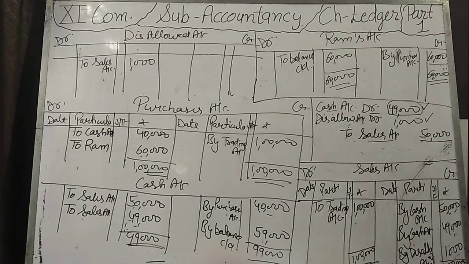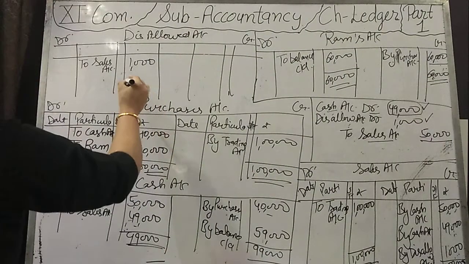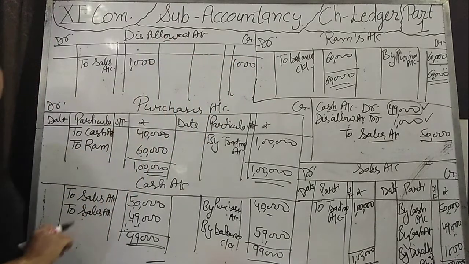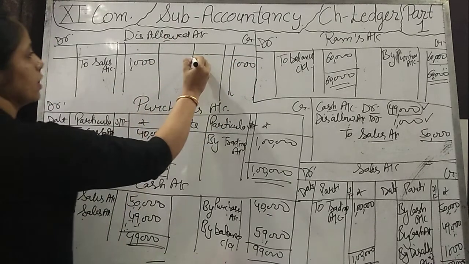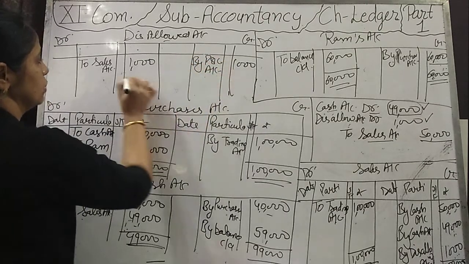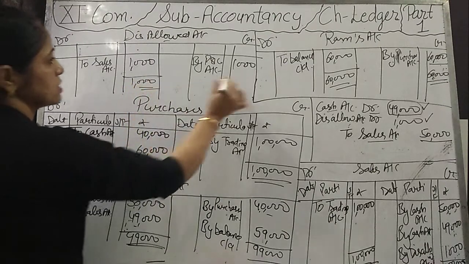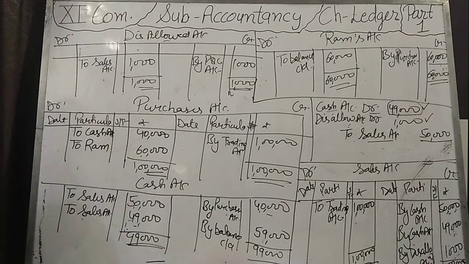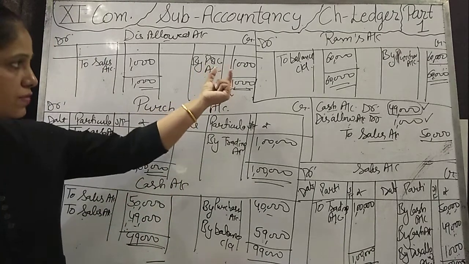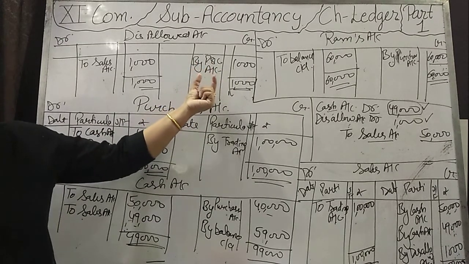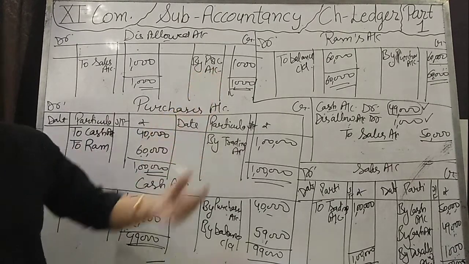Okay, discount allowed, close this account, 1,000 is the difference. Discount is our expense, so it will be closed by the profit and loss account. Every expense and income account is closed by the profit and loss account. Close its balance the same way, but in place of balance c/d we will write profit and loss account. Okay, understand?